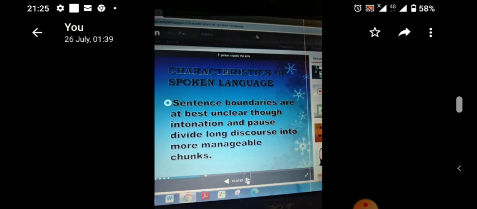And another feature of spoken language is that sentence boundaries are at best unclear, though intonation and pause patterns divide long discourse into more manageable chunks. Still, the boundaries are not clear as it is in the written form, because in the written form there would be commas to indicate the minor boundaries, there would be semicolons, there would be colons, and then there would be sentence.